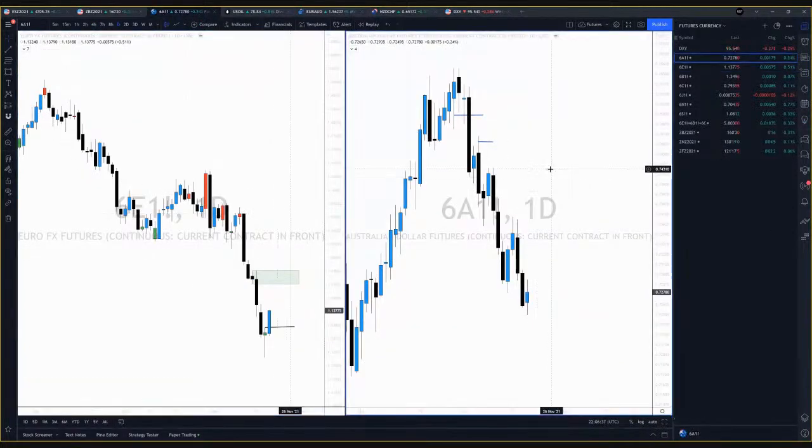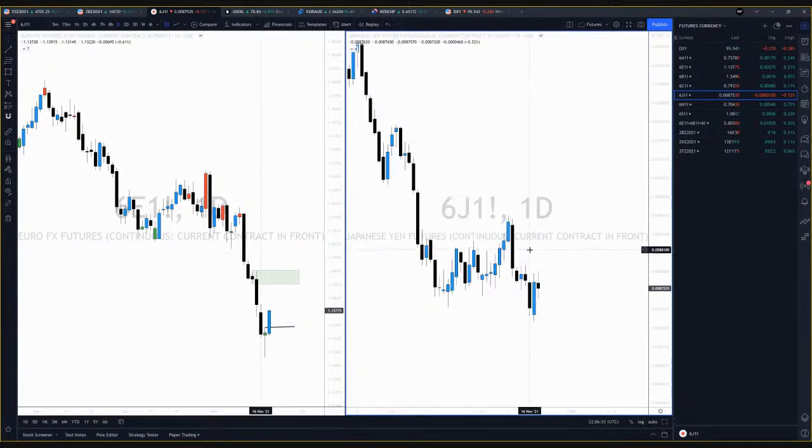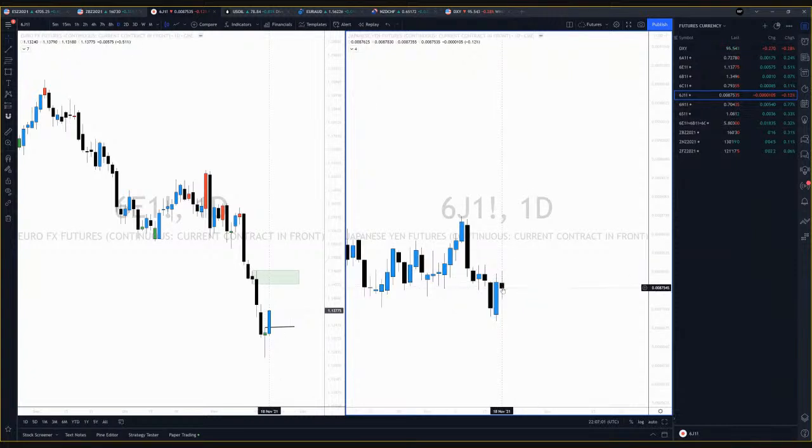What else do we have? Let's look at the Jappy. Jappy is not doing anything. It failed to close bullish yesterday, and today it's just been sideways. So Jappy is kind of sideways. So maybe Euro Yen can push up.